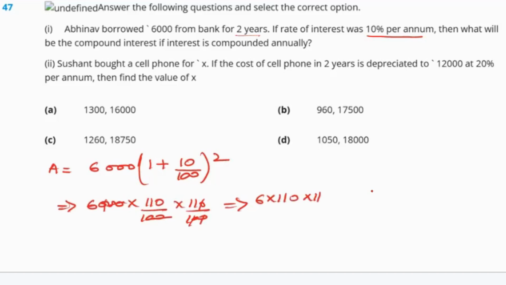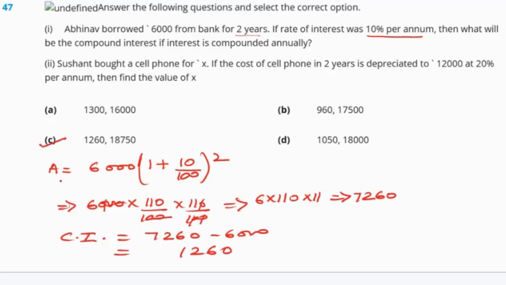Okay, and now when we solve it, we get 6 times 110 times 11, which is 7,260. So the compound interest for this would be 7,260 minus 6,000, which is 1,260. Which is there in option number C. So yes, most probably option number C has to be the correct answer. But let's solve the second one as well.